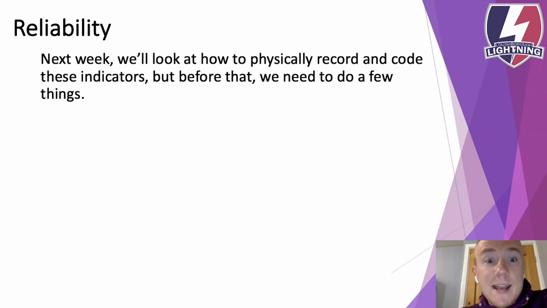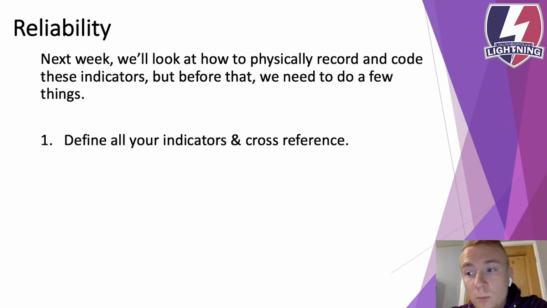So like I said, next week, we're going to look at how to physically record and code these indicators. But before that, a little bit of homework for you. I want you guys to do a couple of things, just as me and my team would do before we get to that stage. Number one is to define all of your indicators. So list out all those questions you want answering, list out both your key performance indicators and your performance indicators in turn, and get a really clear definition written out for them.